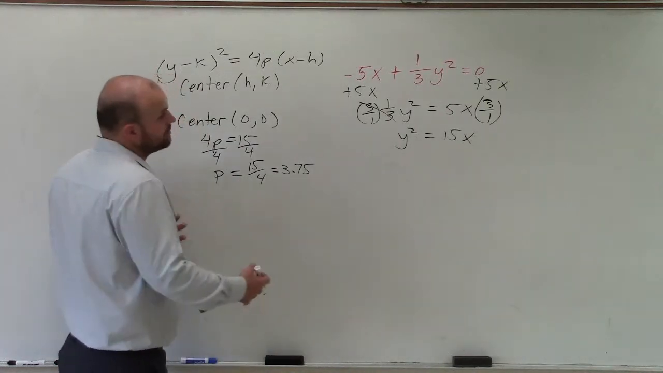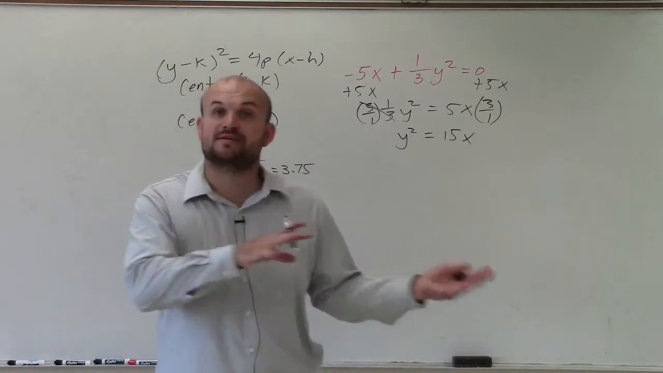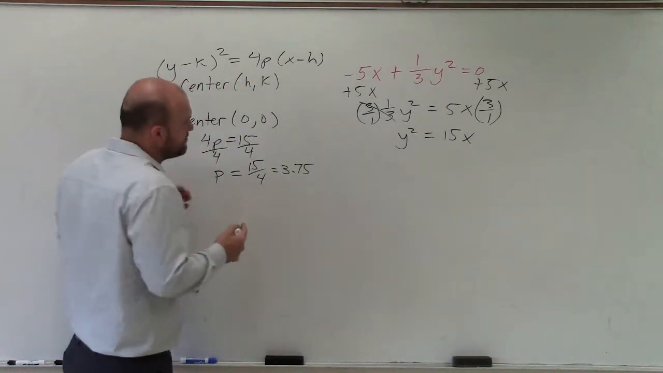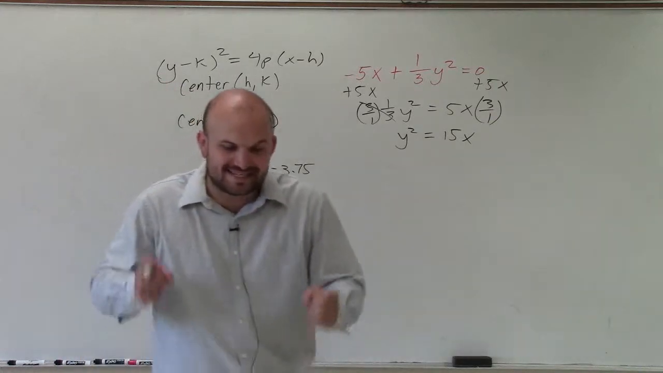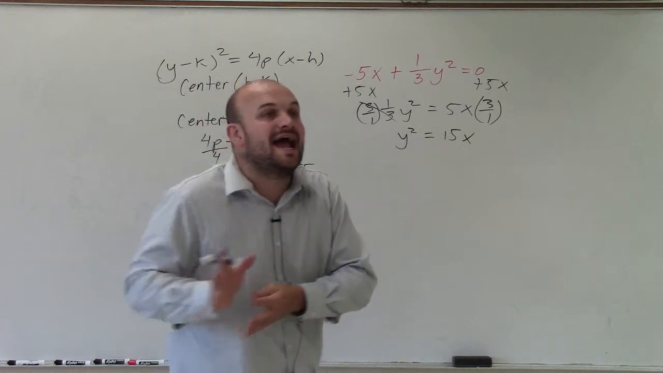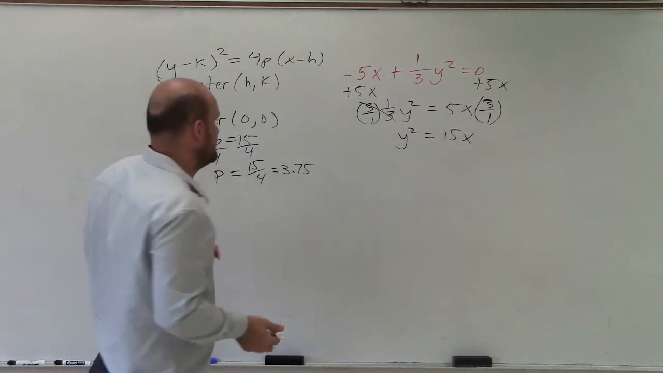All right, so we know that since it's y squared, the graph either opens up to the right or opens up to the left. But since p is positive, remember p represents the distance from your vertex to your focus. Since that's positive and I'm going left or right, I have to be going to the right, correct?